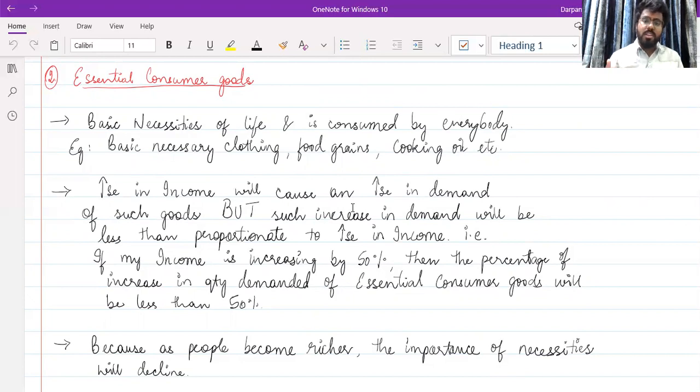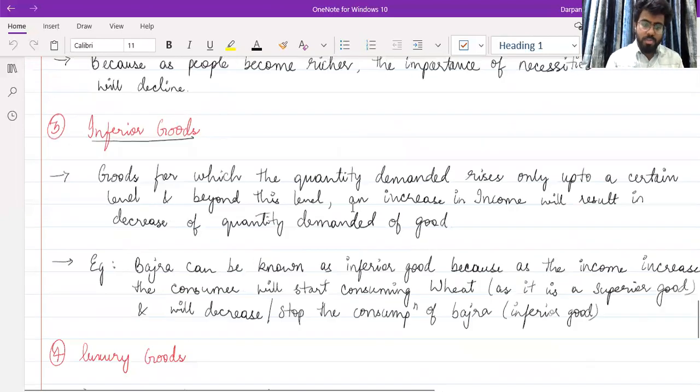So your essential consumer goods, why is it reacting that way? Because it occupies very less proportion of your income, right? So the percentage increase in income will be more than the percentage change in quantity demanded, or your percentage change in quantity demanded will be lesser than the percentage change in income in case of essential consumer goods, right?